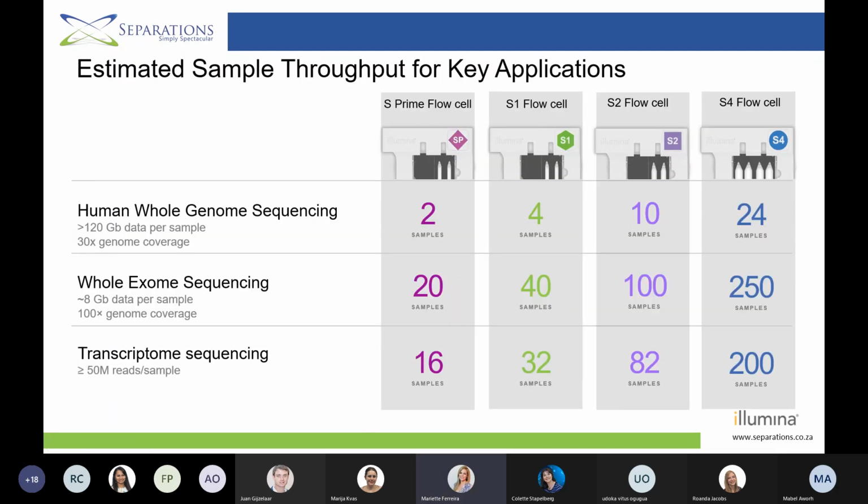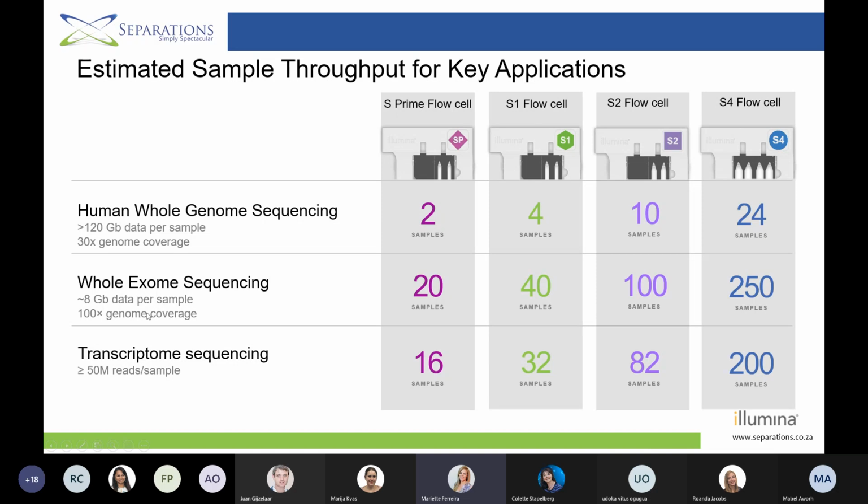So if we look at the estimated sample throughput for some of the key applications, we've got human whole genome sequencing. If we generate about 120 gigabases of data per sample with 30 times genome coverage, we can sequence 2 samples on the SP flow cell, 4 on the S1, 10 on the S2, and up to 24 samples on the S4 flow cell. Meaning if we do this in dual mode, we can sequence 48 human whole genomes per run in approximately 44 hours.